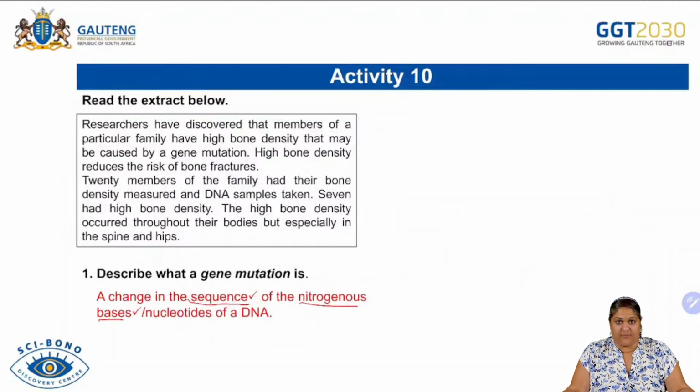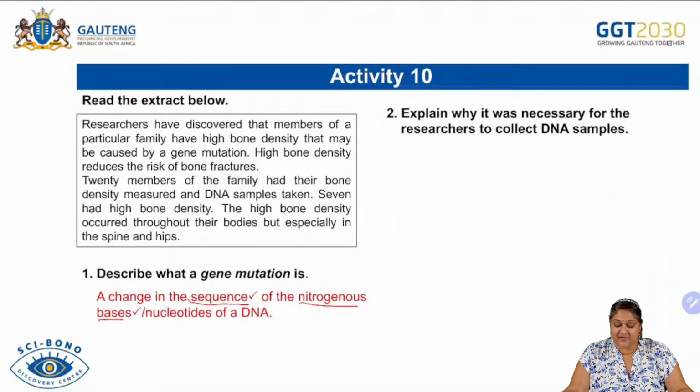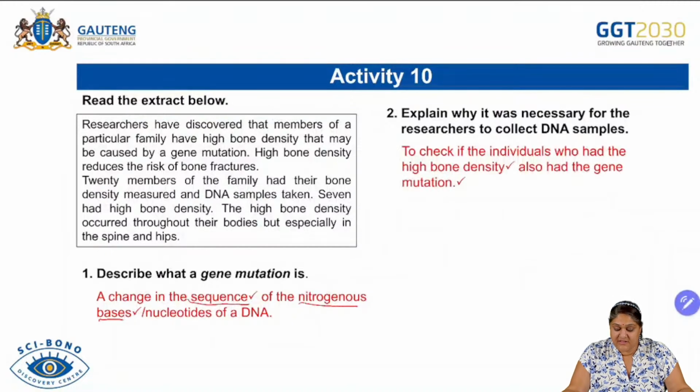Because what about the DNA? Okay, it's about the nucleotides or the nitrogenous bases. That's where the actual change is occurring. Explain why it is necessary for the researchers to collect DNA samples. So why are they collecting the DNA? It's because they have to see where the mutation is. Because remember, it's telling you it's caused by a mutation.